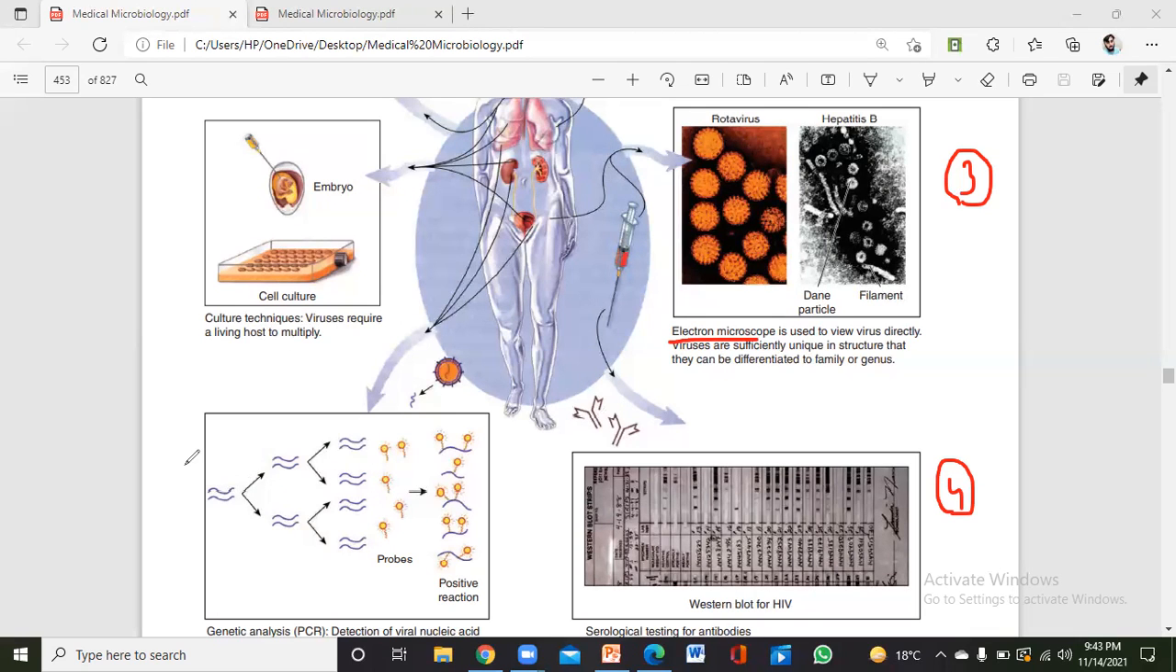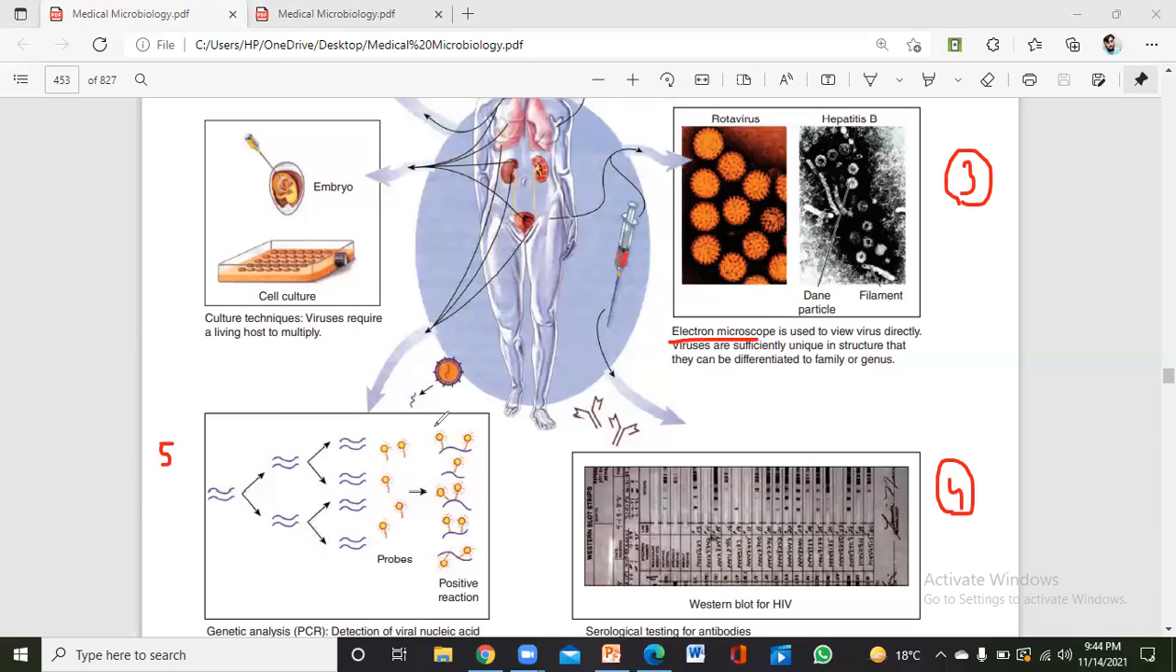The fifth one, which is also conducted across the laboratories, is the PCR technique. Through PCR, what do we do? We remove the DNA from that virus, and after that we replicate that DNA, and we produce a large amount of that specific DNA.